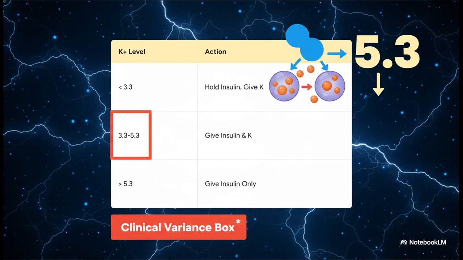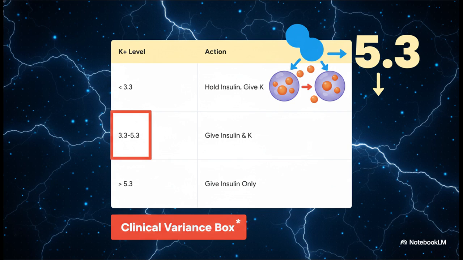Once you initiate fluids, you hit your first major clinical trap. Insulin is a highly potent effect. It drives potassium from the extracellular fluid straight into the intracellular compartment. Because of this, your insulin and fluid sequencing absolutely has to be based on the patient's baseline potassium level. If potassium is high, say over 5.3, you initiate insulin. If it's sitting in the normal range, between 3.3 and 5.3, you administer 20 to 30 milliequivalents of potassium concurrently with the insulin, just to stay ahead of the shift.